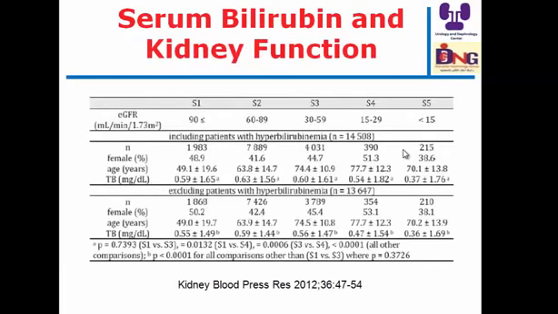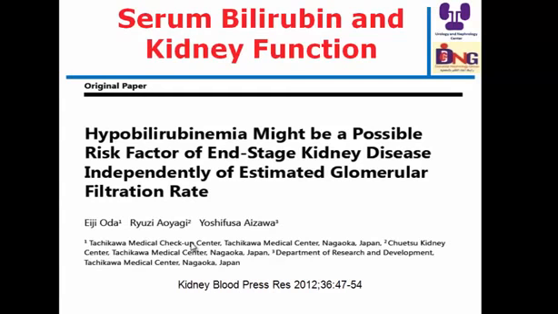Another study shows the lower serum bilirubin, if you look here, this is the stage 5, and this is the total bilirubin 0.3, and this is including patients with hyperbilirubinemia, but this excludes the patients with hyperbilirubinemia. Again, here the serum bilirubin is very low, 0.36 milligram per deciliter in stage 5 in comparison to 0.5 within stage 1. This means that hypobilirubinemia might be a possible risk factor of end-stage kidney disease independent of estimated GFR.